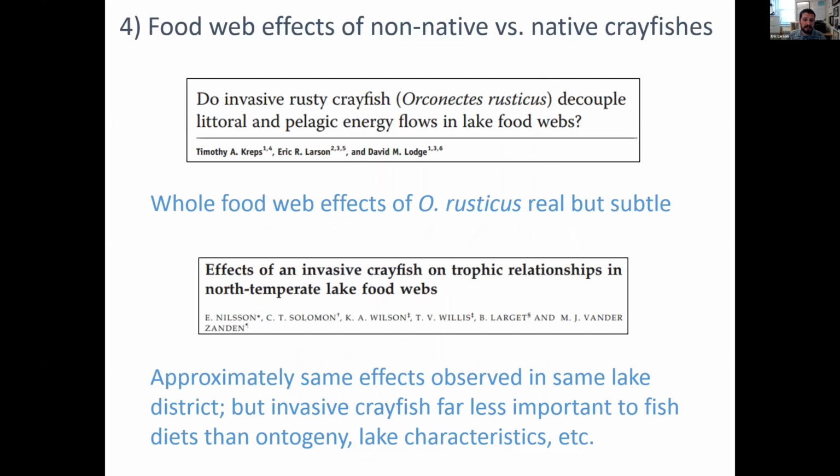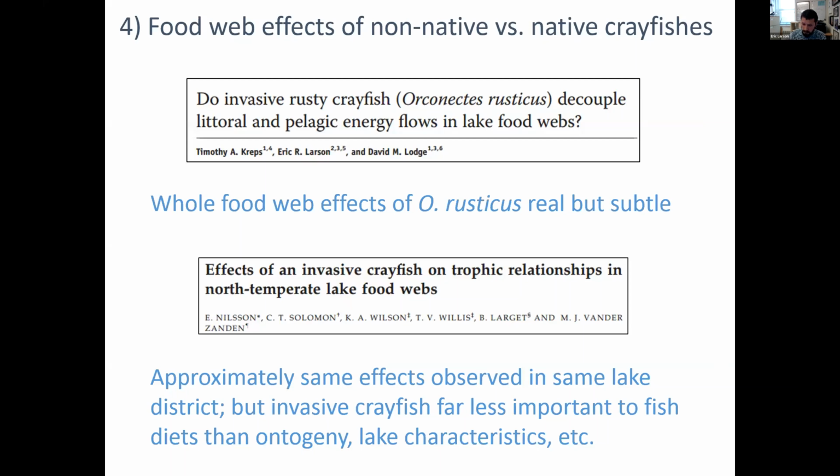And so I note that this is consistent with another study in the same system out of the University of Wisconsin by Jake van der Zanden and students and postdocs, that used some of the same lakes in northern Wisconsin, applied different quantitative tools on the stable isotope side, and similarly found that rusty crayfish had real but subtle effects on whole lake food webs after they invaded.